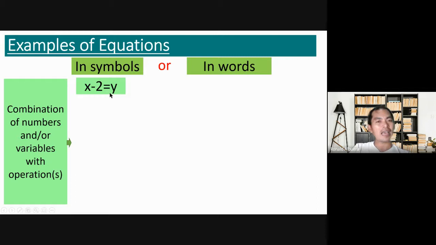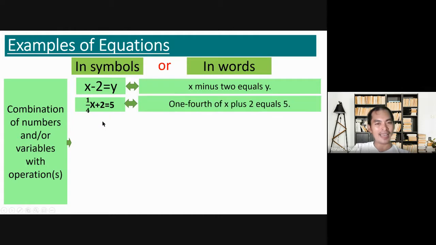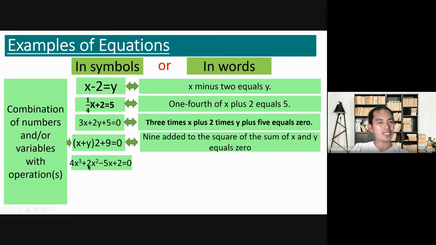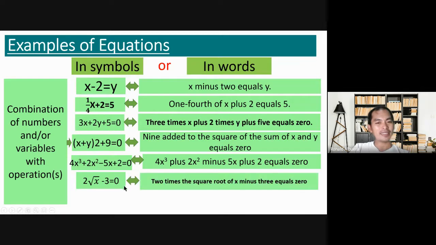X minus 2 equals y. We have 1/4 of x plus 2 equals 5. 3x plus 2y equals 5. The square of x plus y plus 9 equals 0. 4x cubed plus 2x squared minus 5x plus 2 equals 0. 2 times the square root of x minus 3 equals 0. X all over 2x minus 5 equals 1.